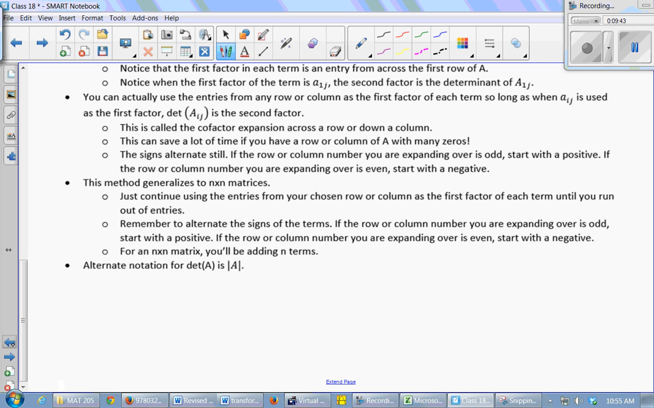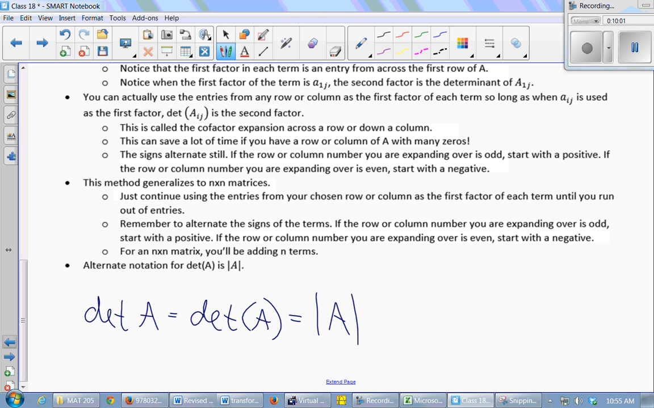And then an alternate notation for the determinant of A is absolute value bars around the matrix instead of brackets. So we have the determinant of A, same thing as the determinant of A. Same thing as, looks like absolute value, but we'll read that determinant of A.